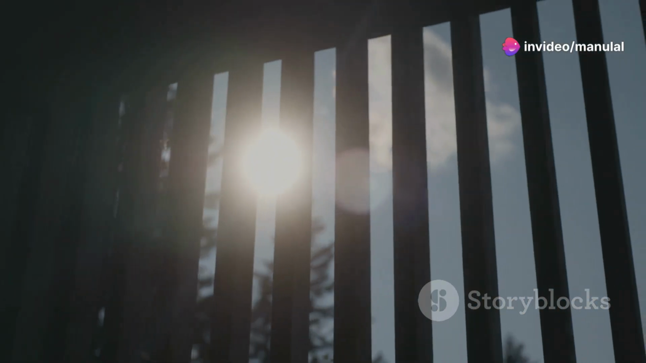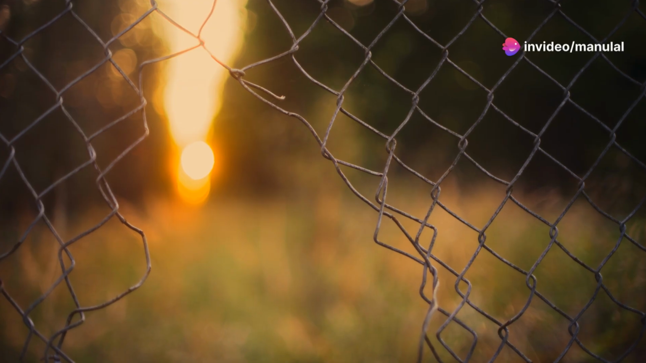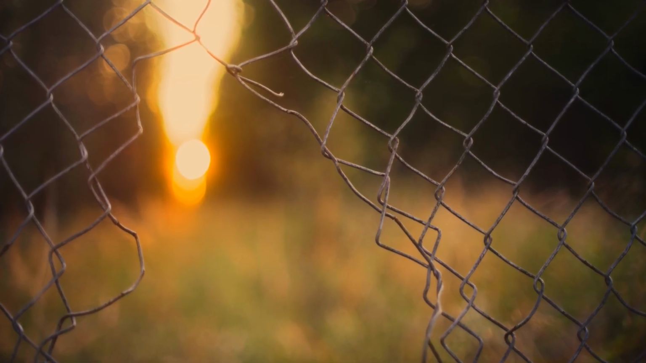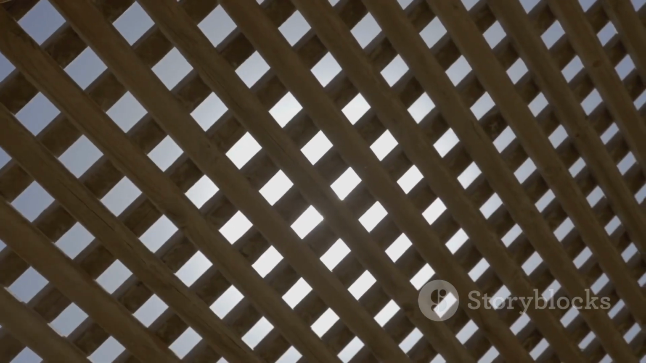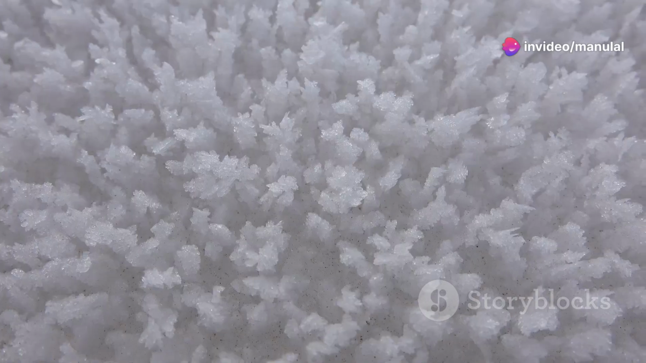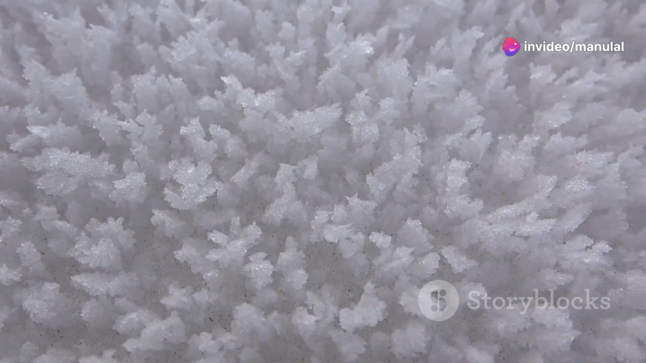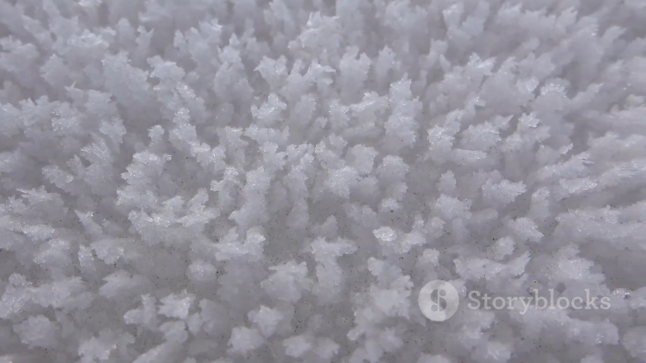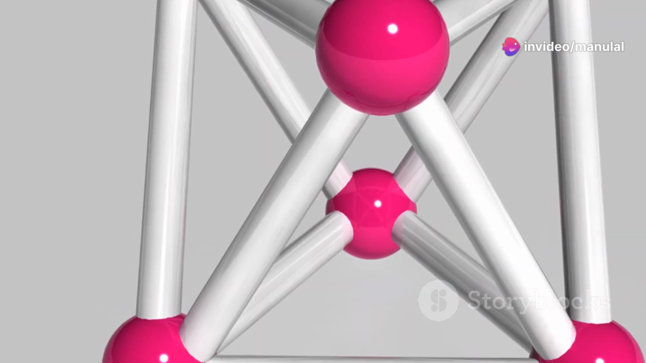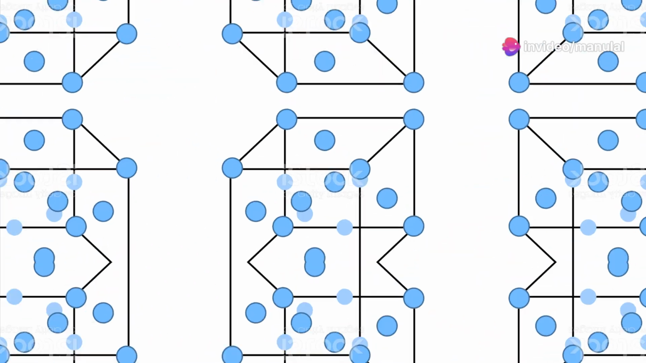Imagine shining a flashlight through a picket fence. The light rays passing through the gaps in the fence will create a pattern of bright spots on a wall behind it. The spacing and arrangement of these spots depend on the spacing and arrangement of the pickets. Similarly, the diffraction pattern produced by X-rays passing through a crystal reveals the arrangement of atoms within the crystal lattice. By analyzing this pattern, we can determine the distances and angles between the atoms, ultimately revealing the crystal's three-dimensional structure.